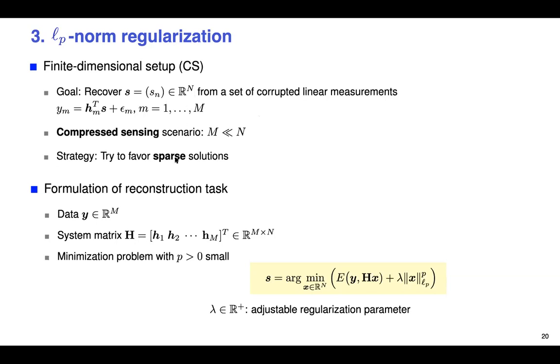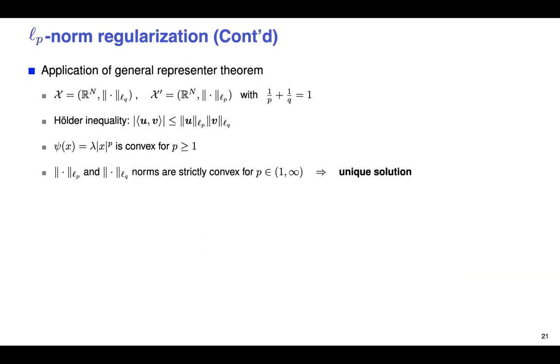And so what's the strategy? It is to favor sparse solutions. We can write the system matrix by just stacking up those h's. And then we want to solve that problem. So we have a data term and we are putting a penalty on the LP norm of the signal. And this is the traditional formulation.